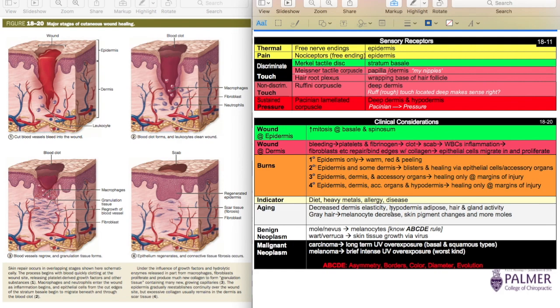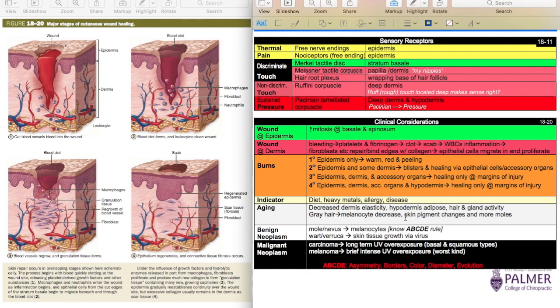If you just do that on the back of the hand, it's kind of obvious, kind of interesting. If you're around somebody old, just your parents or something, you do that just for fun. Your hypodermis adipose tissue decreases. We've mentioned that. Hair and gland activity is going to decrease as well, so hair will grow slower and get dry and coarse, and people turn gray because those melanocytes will die off and quit producing pigmentation. Skin pigment changes will occur.